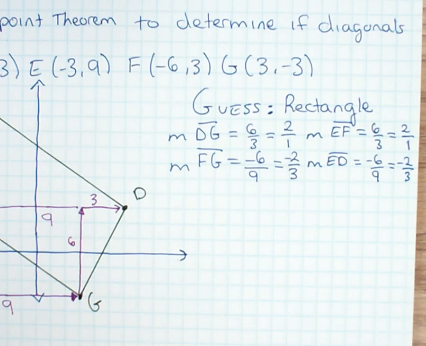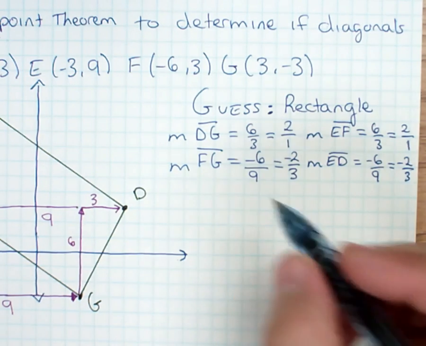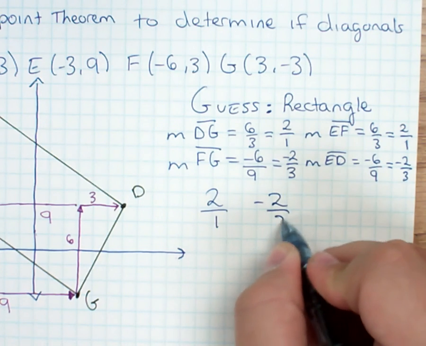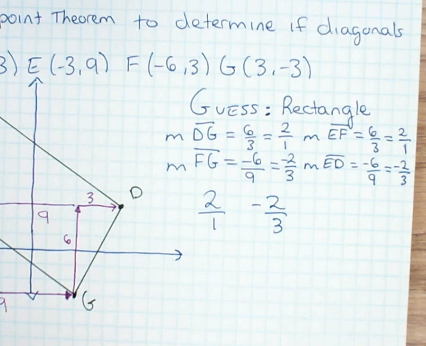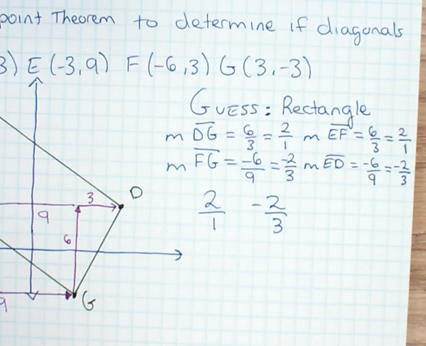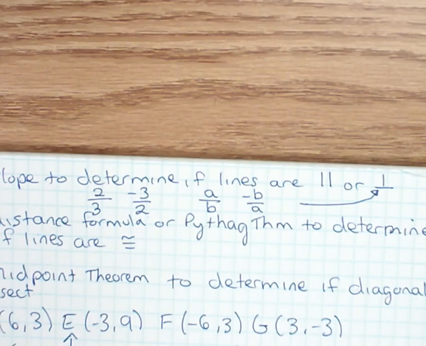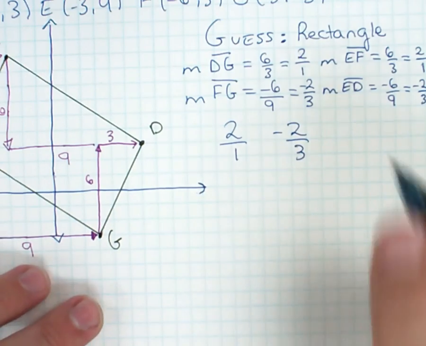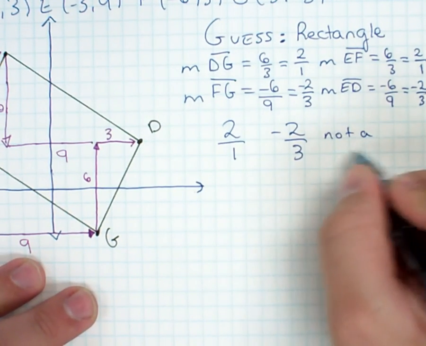Okay, so let's see. Are our slopes opposite reciprocals? We have 2 over 1 and negative 2 over 3. Are those opposite reciprocals? Are these slopes opposite reciprocals? No. No. So is it a rectangle? No, it's not. Yeah, because the slopes have to be opposite reciprocals. Remember the A over B and negative B over A? So this is not a rectangle.